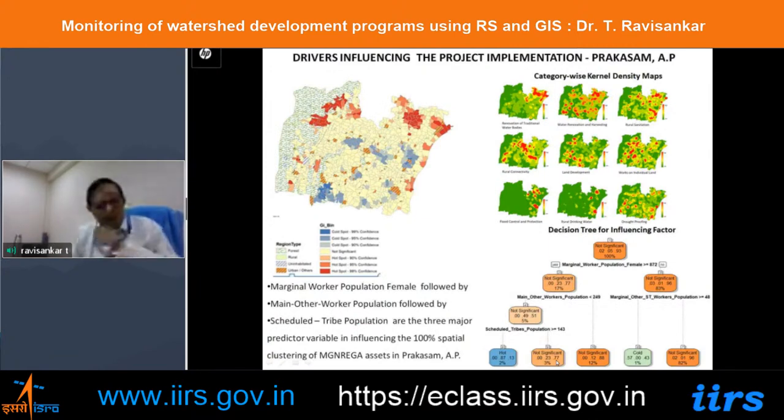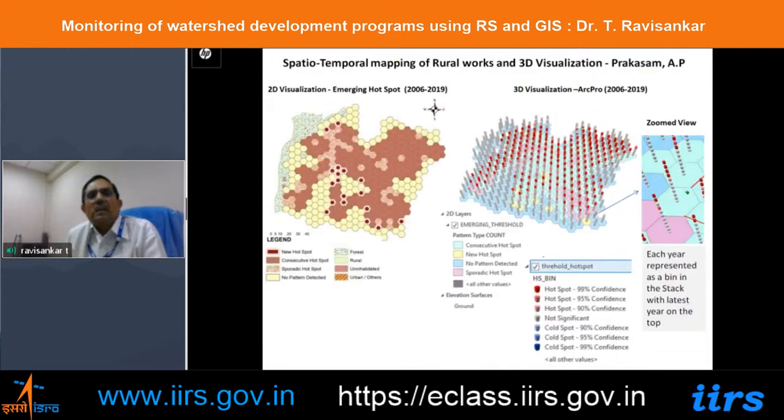And another attempt that we made is, for the first time, the spatio-temporal mapping of rural works and 3D visualization. The example is that these rural assets are created over a period from 2006 to even now, they are still getting created. But we should know how these assets are created across time. And here also we have performed a hotspot and cold spot analysis, and where the hotspots are emerging. A three-dimensional time cube to represent the different years of asset creation and hotspots has been attempted. And this is a cube, a time cube, a 3D visualization.